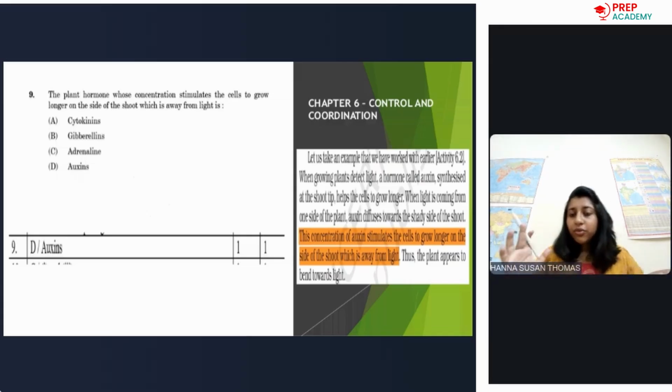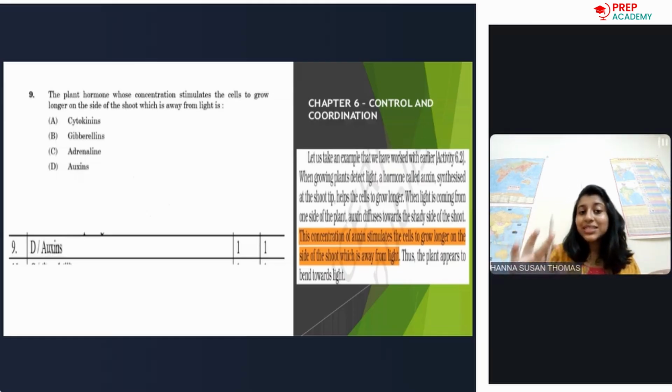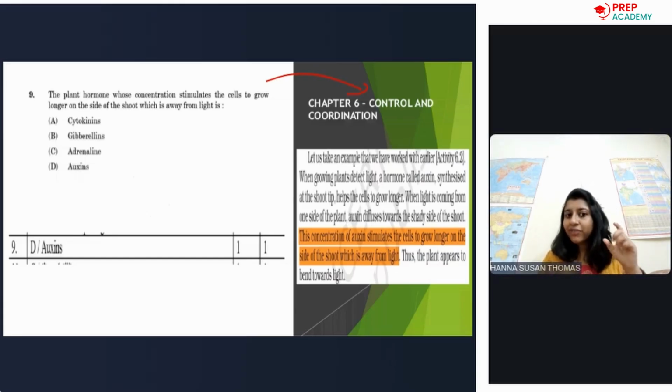So let's read this question once again. The plant hormone whose concentration stimulates the cells to grow longer on the side of the shoot, which is away from the light, is. Okay. So basically this question belongs to which chapter? Chapter 6, Control and Coordination, right? So if you have that knack of realizing from which chapter these questions have been asked, it's simple as that. You'll be easily tackling all these questions, right?